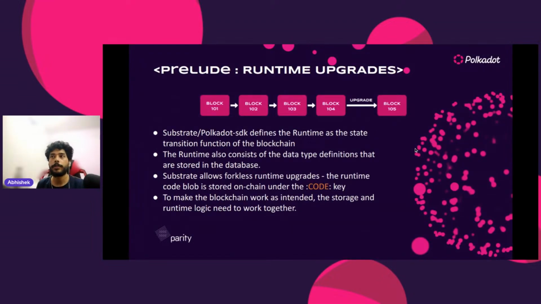So first off, runtime upgrades. What are they? As I said, forkless upgrades are a very big feature in Substrate, and every chain built with Substrate stores its runtime code like this. It compiles the runtime code to WASM, and then it sets a key, the code key, under the on-chain database, and stores the WASM blob under that code key. And so whenever you want to do a runtime upgrade, you basically overwrite this value. But there is a problem.